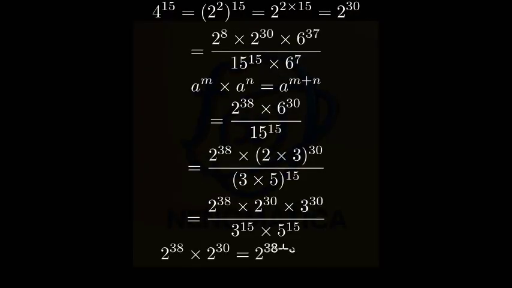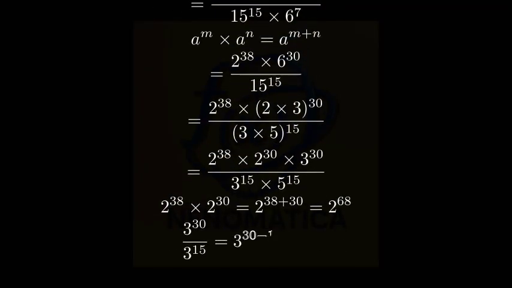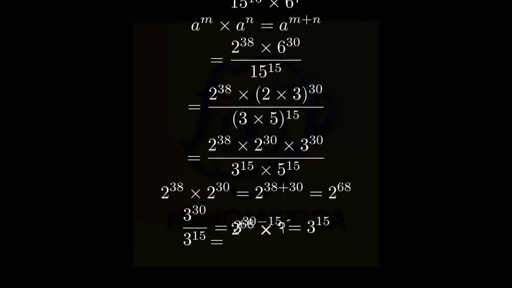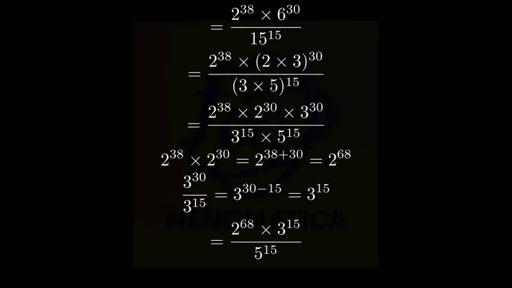In the numerator, we have 2 to the power of 38 times 2 to the power of 30, which equals 2 to the power of 38 plus 30, or 2 to the power of 68. For the 3 terms, we have 3 to the power of 30 in the numerator and 3 to the power of 15 in the denominator. This simplifies to 3 to the power of 30 minus 15, or 3 to the power of 15. So our expression becomes 2 to the power of 68 times 3 to the power of 15, all over 5 to the power of 15.